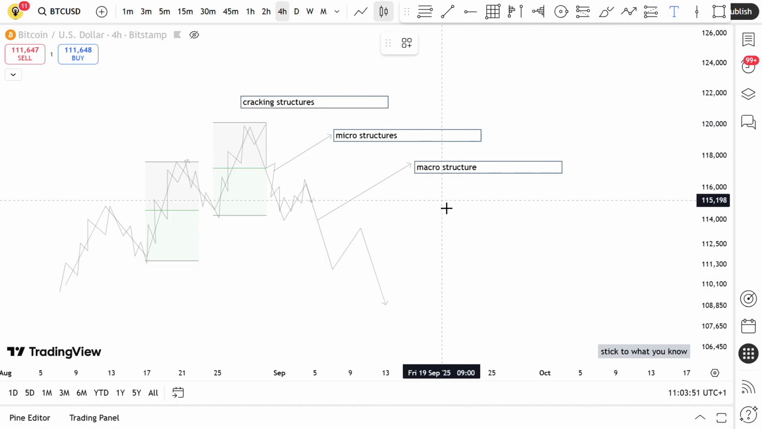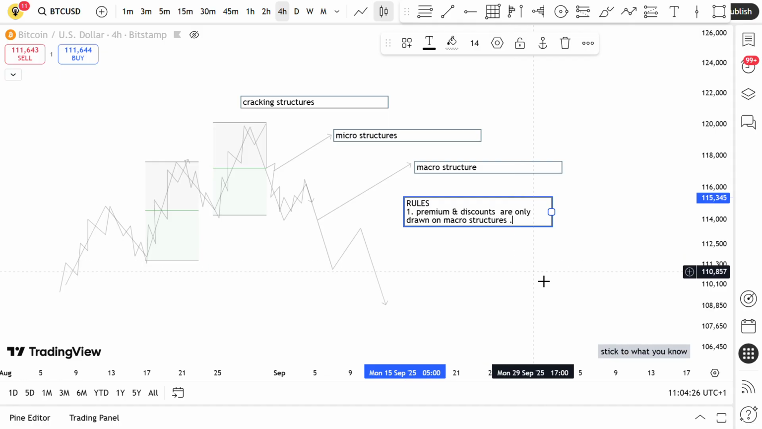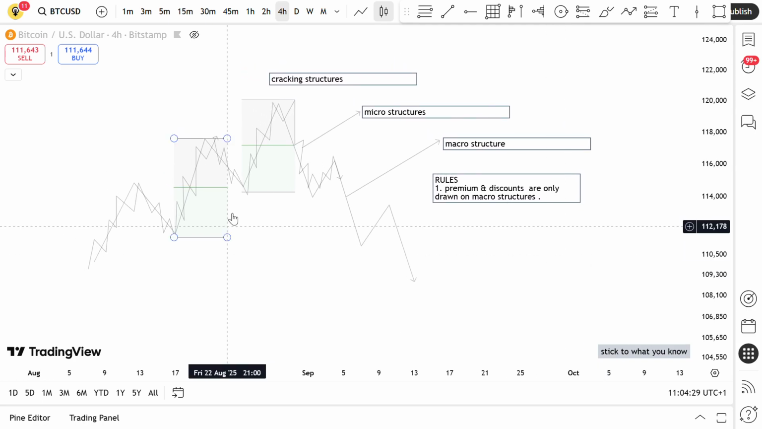So we're going to keep this here as rules. Rule number 1: premium and discounts are only drawn on macro structures. I'll explain why. This is the first rule. Premium and discounts are only drawn on macro, because you won't know the premium in a bullish market like this.